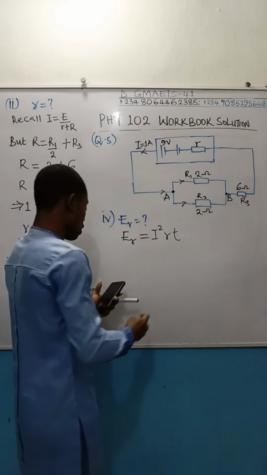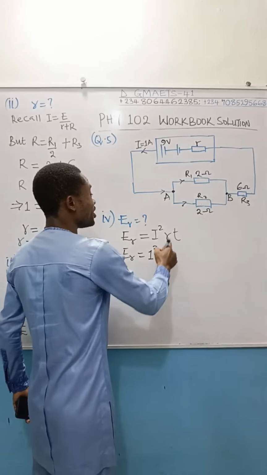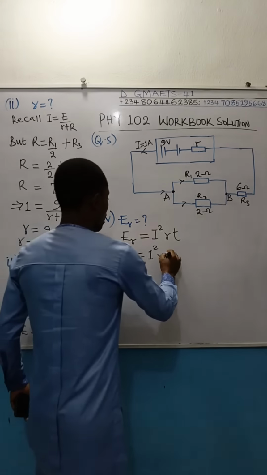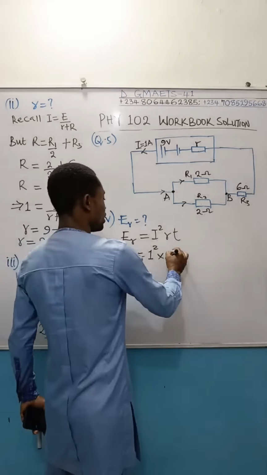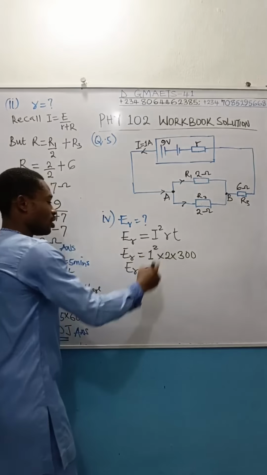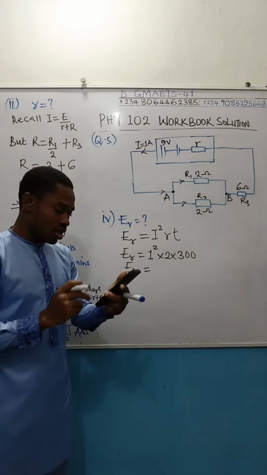So this is now going to give us R equal to, current is 1, you square it. The internal resistance, we obtain the value to be what? 2. So this is going to be times 2 and then times the time. The time is 300, no need of wasting time. 300, which is 60 times the 5 minutes given in the question.